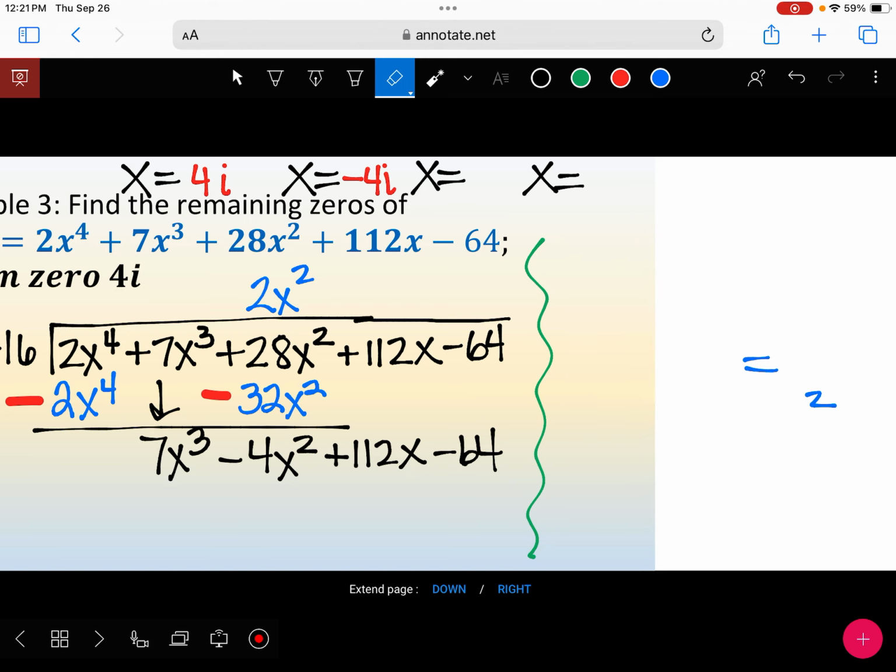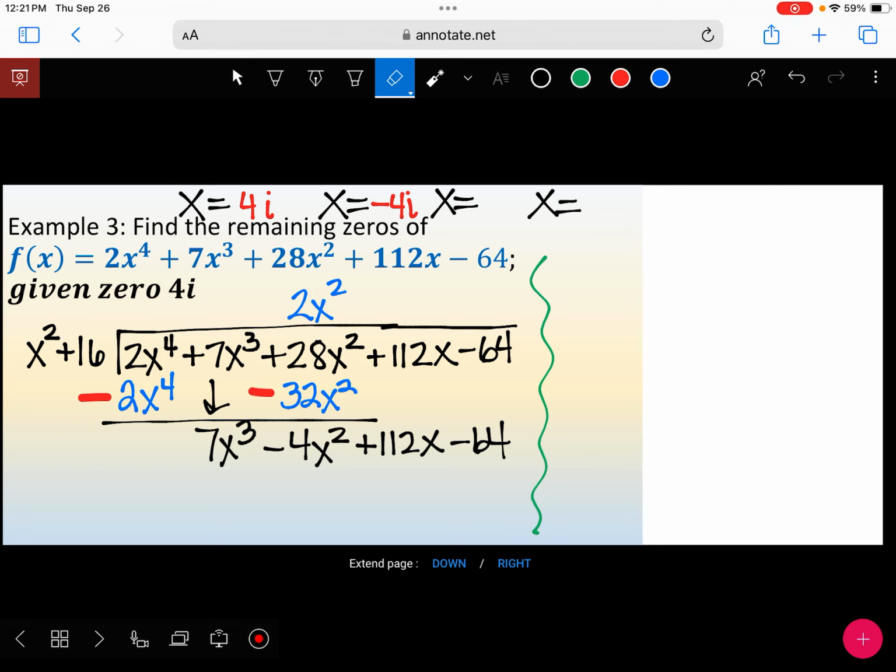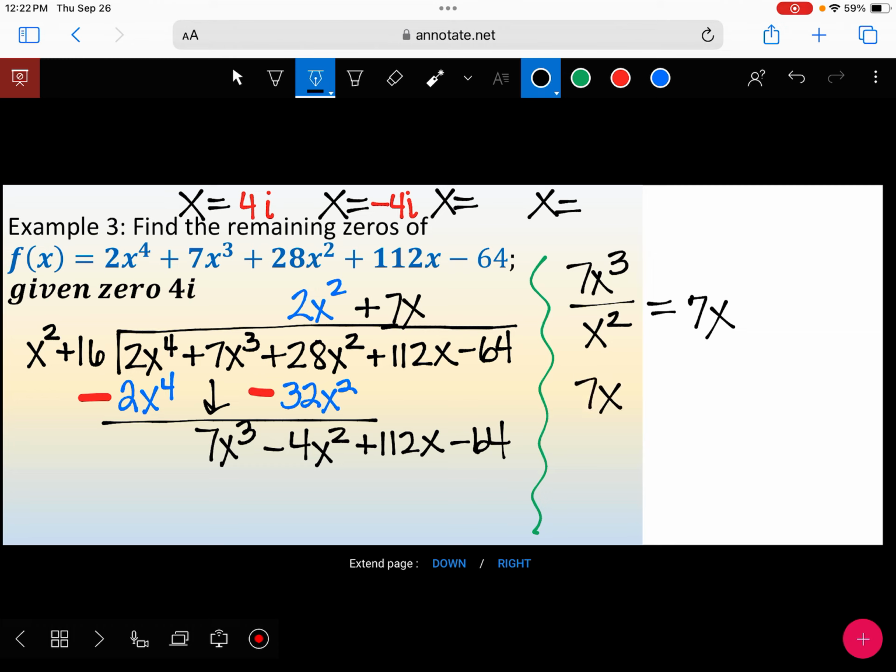So now my new first term, what am I going to divide? 7x cubed by what? X squared. So 7x cubed divided by x squared is going to give us what? See, we're building our quadratic on the roof that we're going to have to factor to find our last two answers. So 7x, and then you're going to take that 7x and multiply it by x squared plus 16.